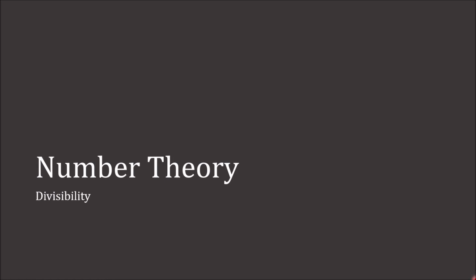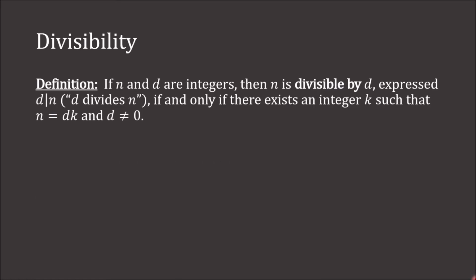So we will now look at divisibility. If n and d are integers, we say that n is divisible by d, which is expressed d, a vertical line, n, which is read as d divides n, if and only if there exists an integer k such that n is equal to dk and d is not equal to 0.